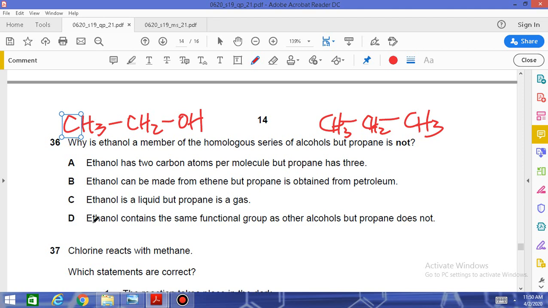Okay, the answer is D. Ethanol contains the same functional group as other alcohols but propane doesn't. Alcohols have the same functional group, OH, or hydroxyl group. Propane doesn't have the OH functional group. So ethanol and propane are not in the same homologous series.